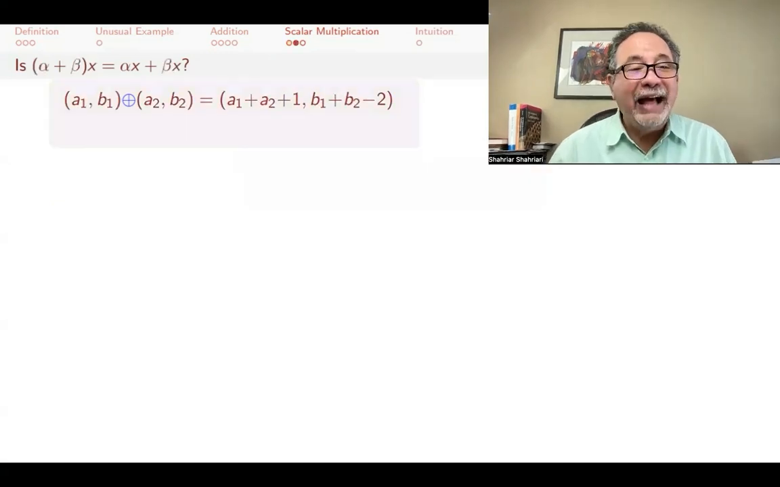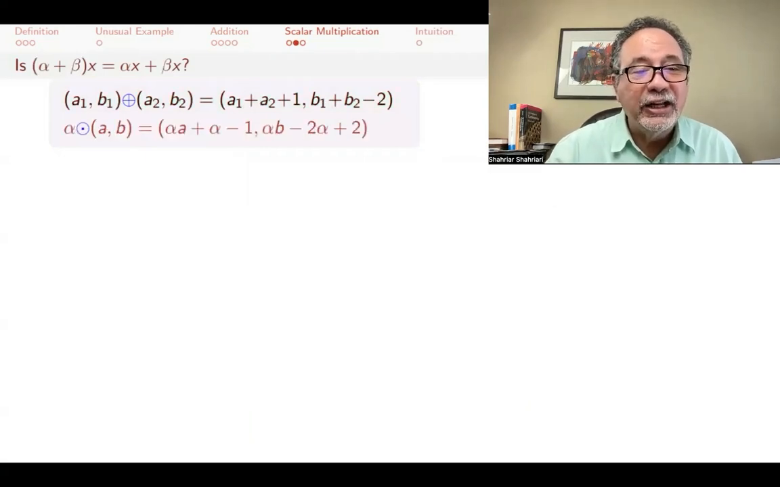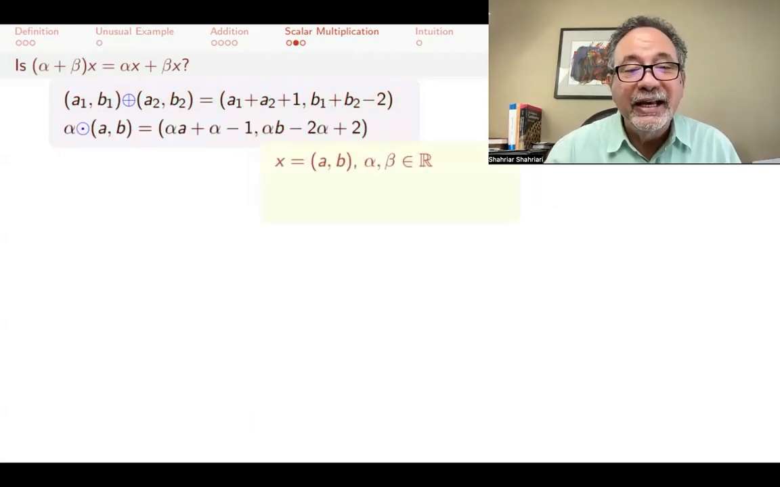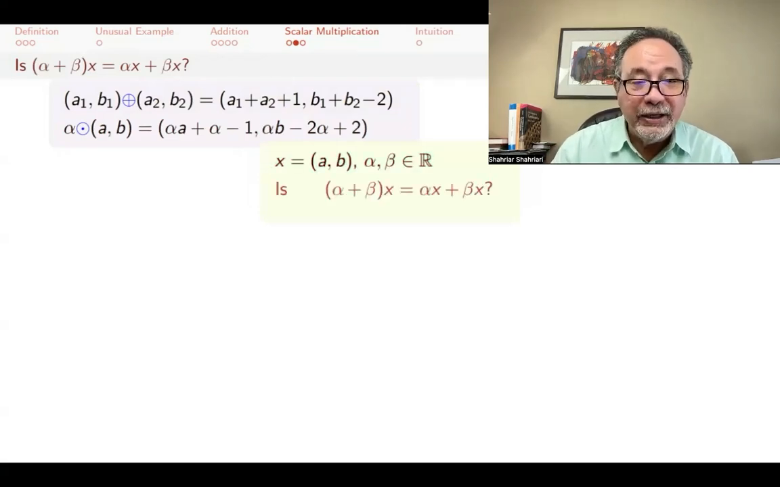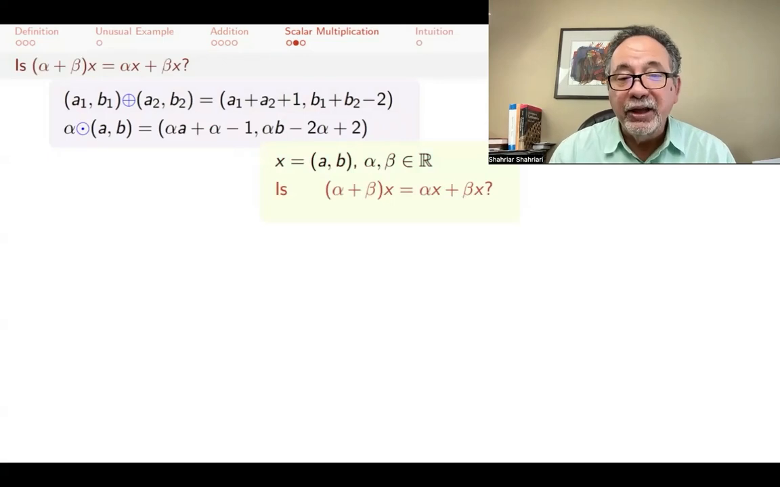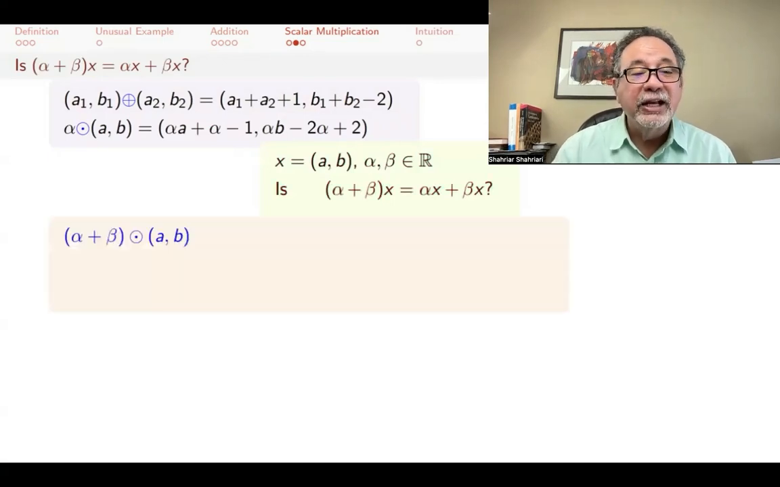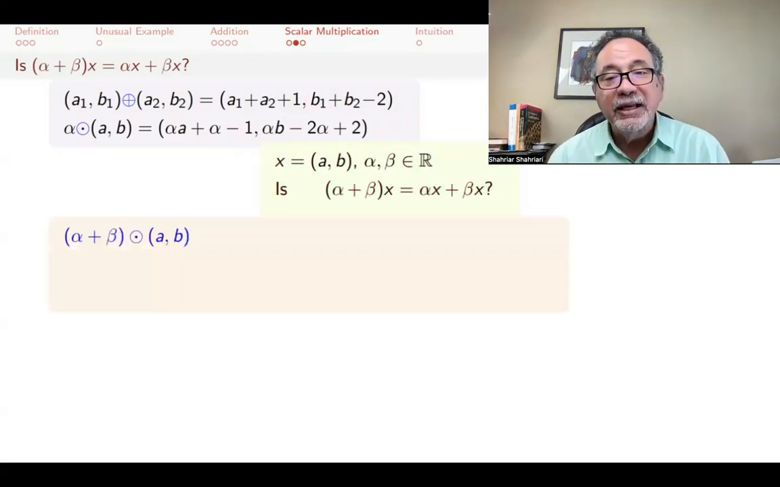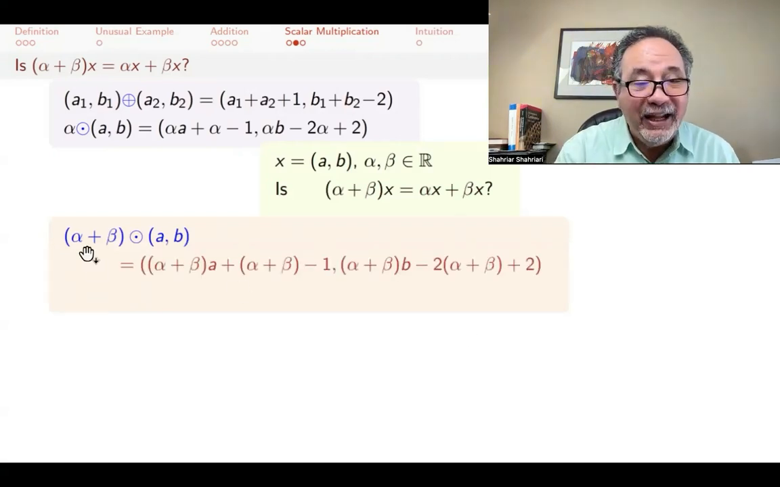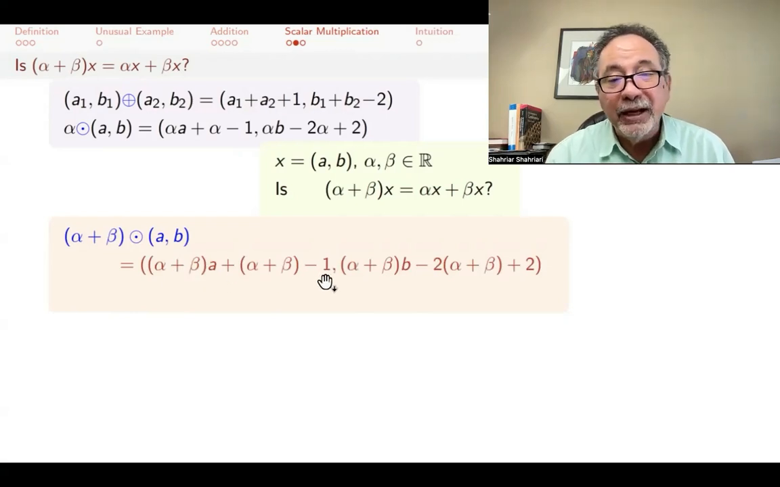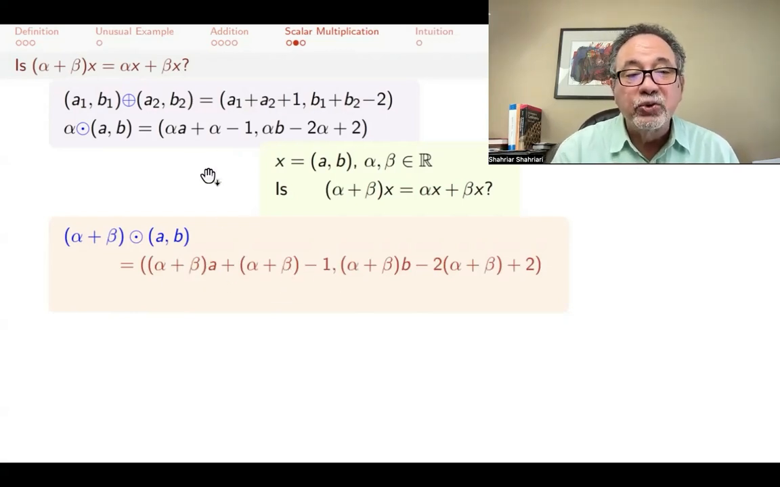The next one is alpha plus beta x, the same as alpha x plus beta x. Again, addition and scalar multiplication are defined like this. I take an x, which is AB, and the question is that is alpha plus beta times x, where alpha and beta are real numbers, the same as alpha x plus beta x. What's alpha plus beta times AB? I use my rule for a scalar multiplication, except the scalar is alpha plus beta. So I get alpha plus beta times A plus alpha plus beta minus 1. This was that extra stuff that this rule threw in.